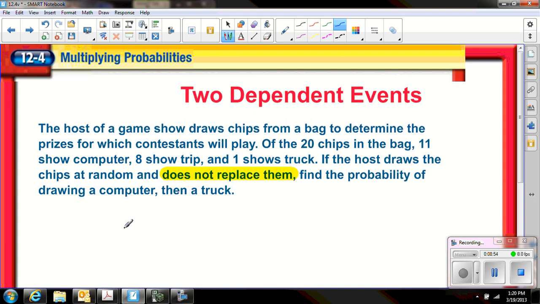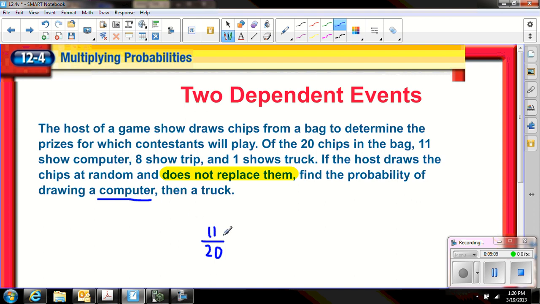So let's see the situation here. We're going to draw 2 chips. Chip number 1, we want it to be a computer. I know there are 20 total chips in the bag, and of those 20 chips, 11 of them are a computer.